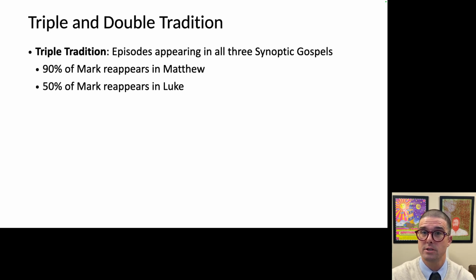The account of Jesus cursing a fig tree is only in Matthew and Luke. Excuse me, I said it's only in Matthew and Luke. It's only in Matthew and Mark, so it's part of the Matthew-Mark overlap. The account of Jesus healing a man with the withered hand in a synagogue on the Sabbath is included in both Mark and Luke, but it doesn't appear in Matthew. So this is part of what we call the Mark-Luke overlap.